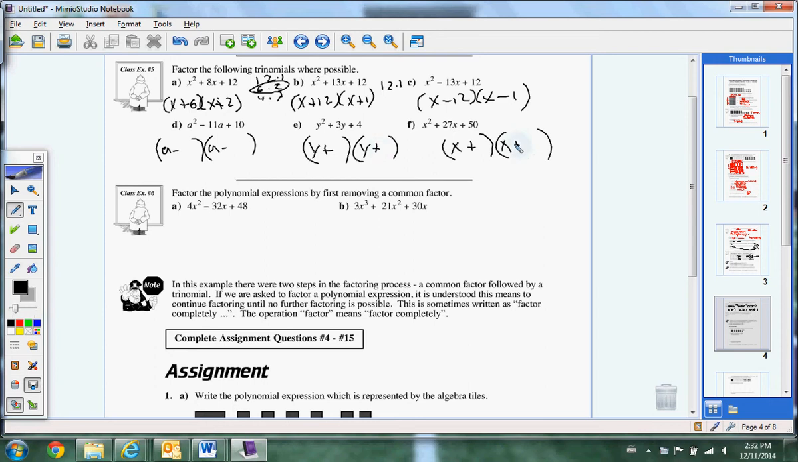Okay, so multiples of 10 that add up to 11. 1 and 10. Multiples of 4 that add up to 3. There is none, so we can't do this one. Okay, F. Multiples of 50 that add up to 27. Good. 25 and 2. There you go.